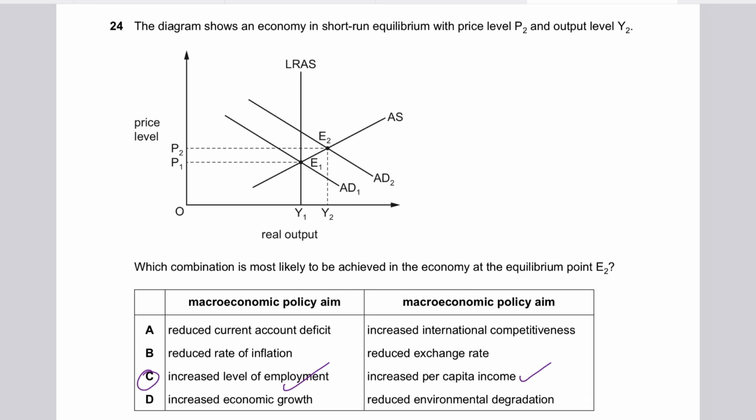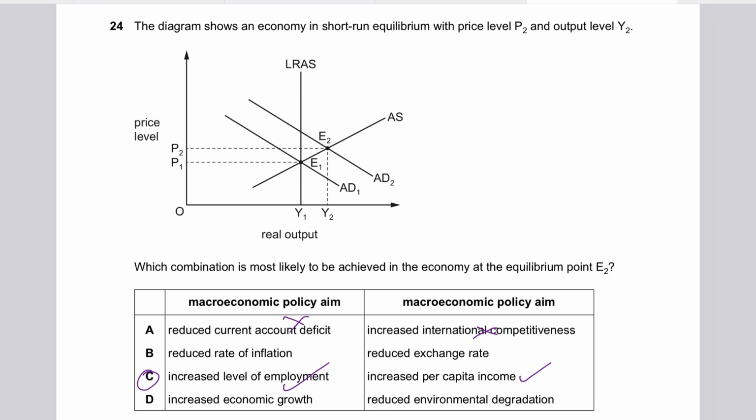A is wrong. Why is A wrong? Because it says increased international competitiveness, but that is likely to decrease because of a rise in the price level. Exports will become uncompetitive, so the current account may move into a deficit. And since national income is going up, maybe imports start increasing. Consumers might import more because of higher GDP growth and income, so your current account deficit won't reduce, it will increase. So this is incorrect as well.